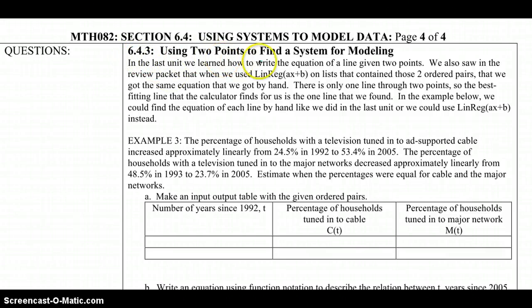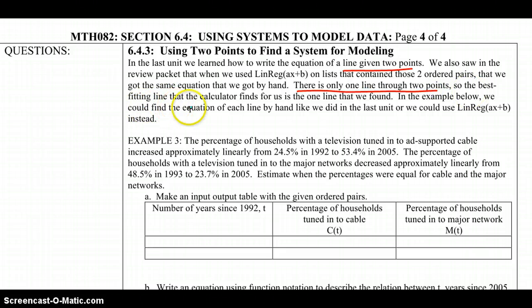6.4.3, using 2 points to find a system for modeling. In the last unit, we learned how to write the equation of a line given 2 points. We also saw in the review packet that when we use linear regression ax + b on lists that contain just those 2 ordered pairs, we got the same equation that we got by hand. There's only one line through 2 points.